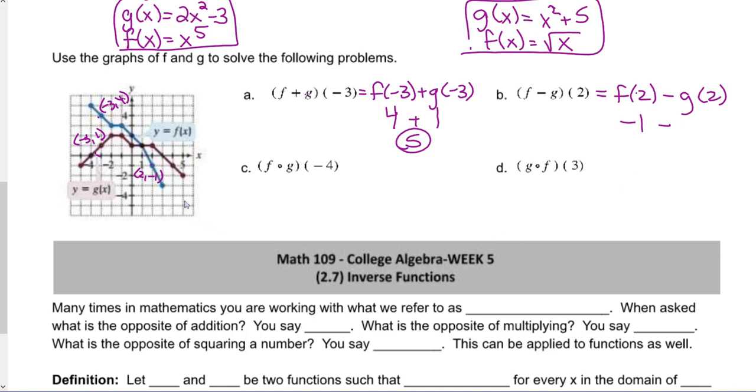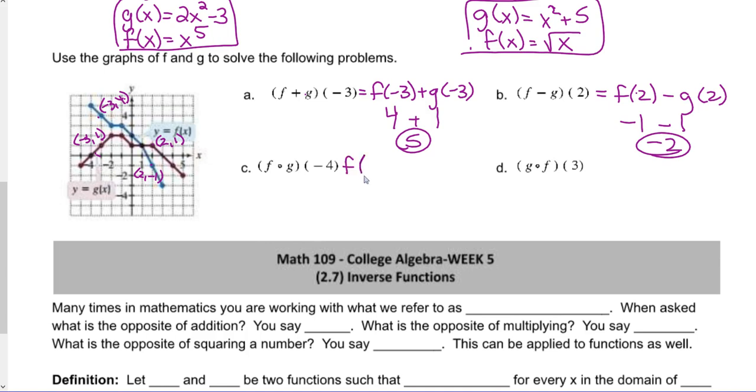Now I want to subtract the g value when x equals 2. Here's my x-axis when x equals 2. On my g function, that is the point 2, 1. So the y value when x equals 2 on the g function is 1. When I now do negative 1 minus 1, I do get negative 2. And that's my final answer there. Okay, all right.